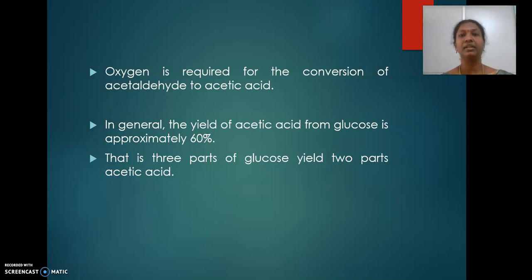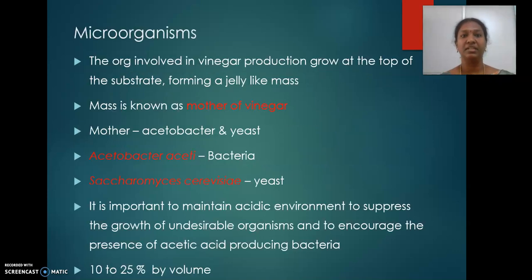In general, the yield of acetic acid from glucose is approximately 60%, that is, 3 parts of glucose yield 2 parts of acetic acid. So from 3 parts of glucose, we get what? 2 parts of acetic acid.